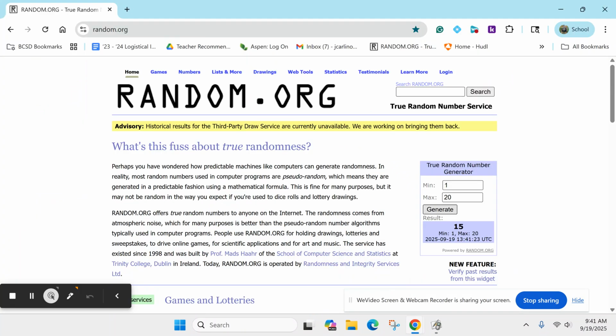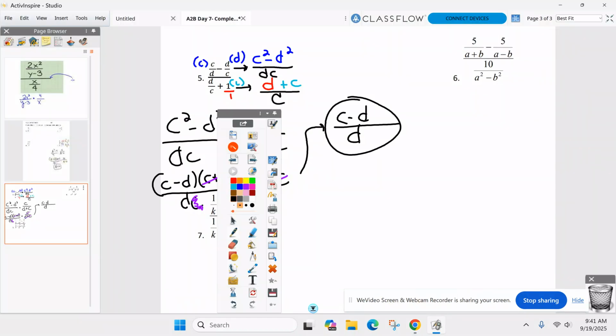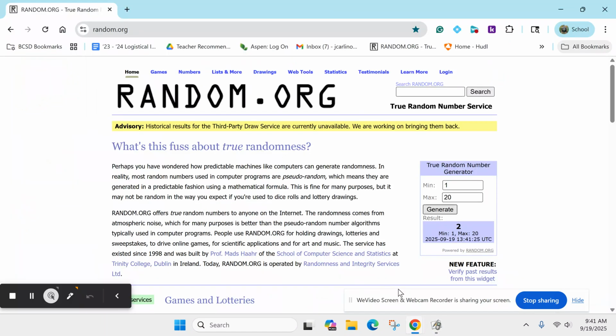Here we go. Woo! Sophie, back to you. How many fractions are on top? Yeah, that's a problem. We got to make it into one. A plus B and A minus B.